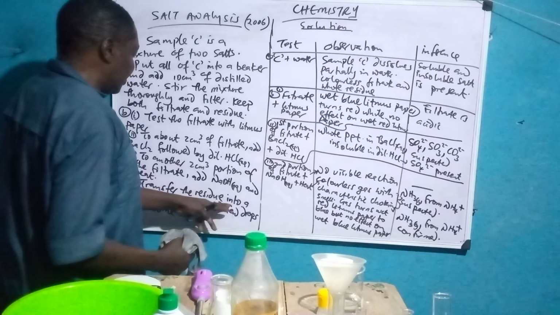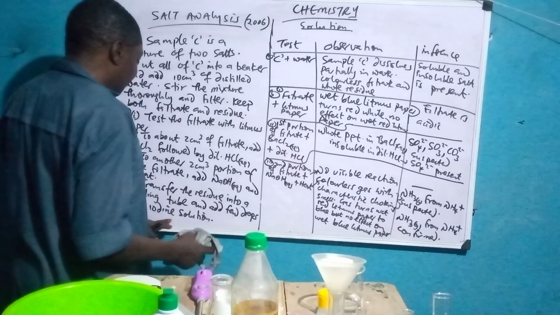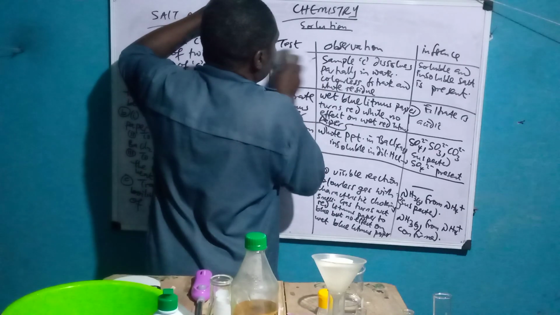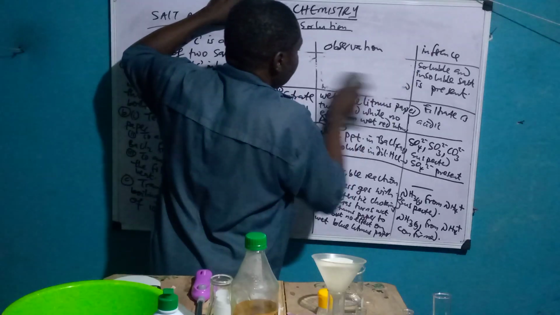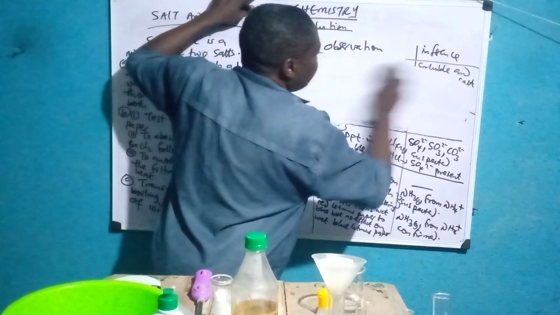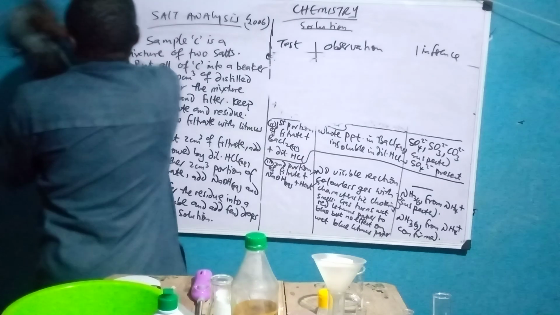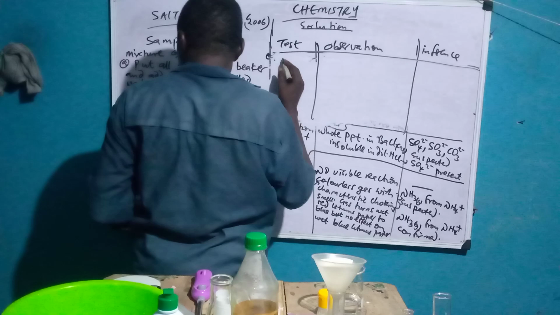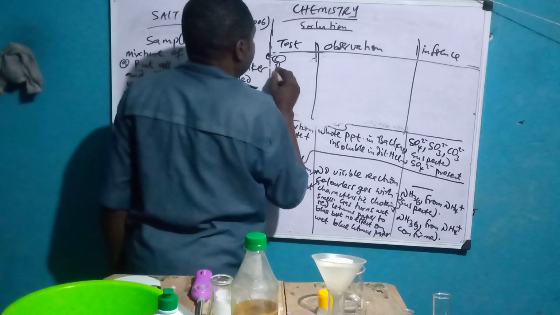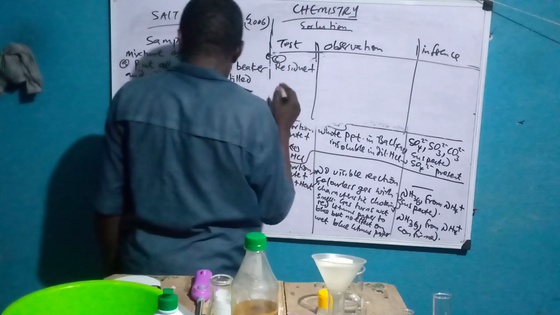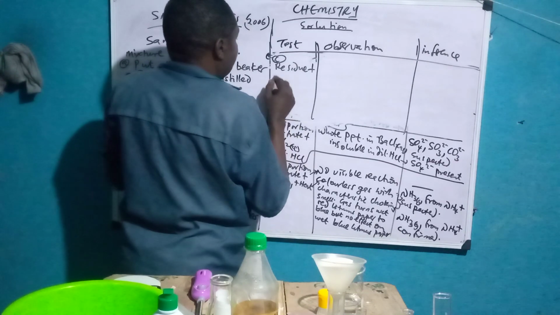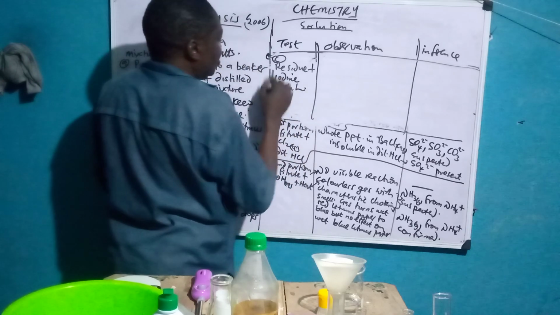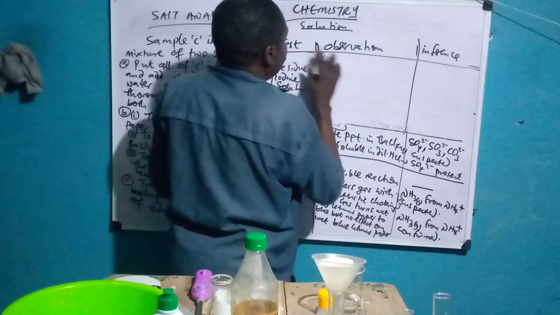The next one says transfer the residue into a boiling tube and add few drops of iodine solution. Remember we say white residue. You can use here. Let me just delete this part. That's C. Residue plus iodine solution. Iodine solution means aqueous. Let's see how it goes.